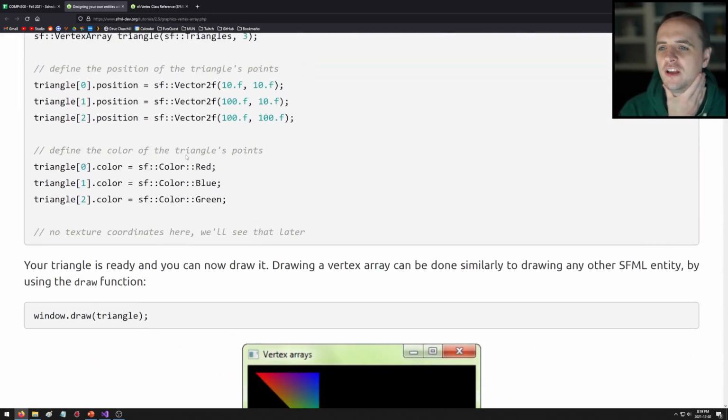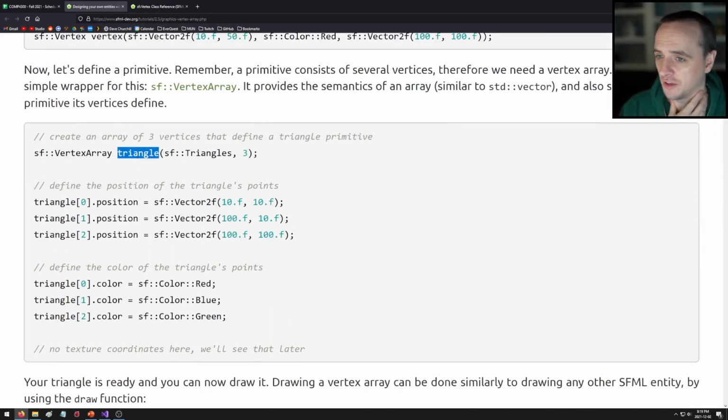But you wouldn't really use a vertex array to draw a single thing like this, right? We're talking about a vertex array containing possibly thousands, if not tens of thousands or hundreds of thousands of vertices. So, for example, if we wanted to draw 1,000 triangles at once, we could call our vertex array triangles and then pass in 3,000 as the number of vertices, because 1,000 triangles would have 3,000 vertices in it.